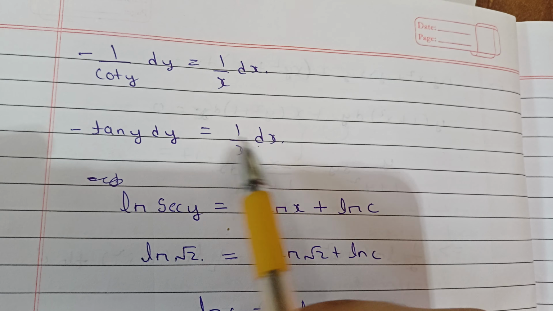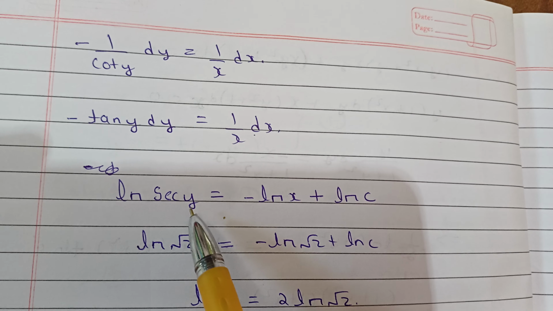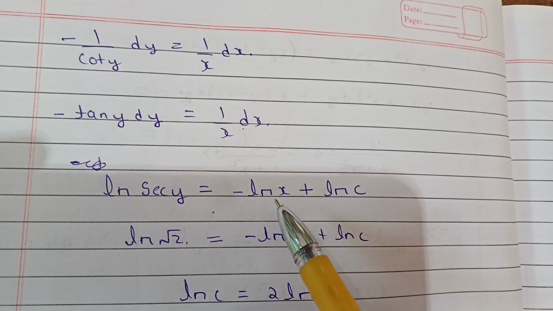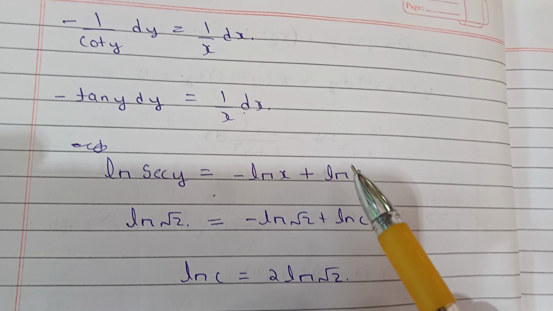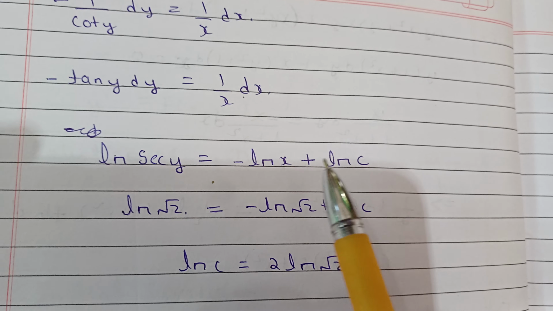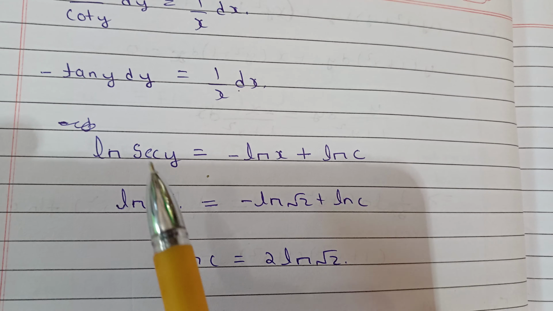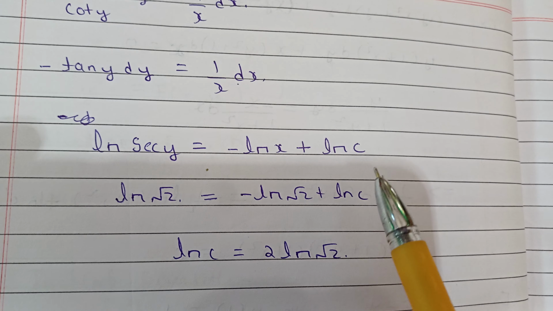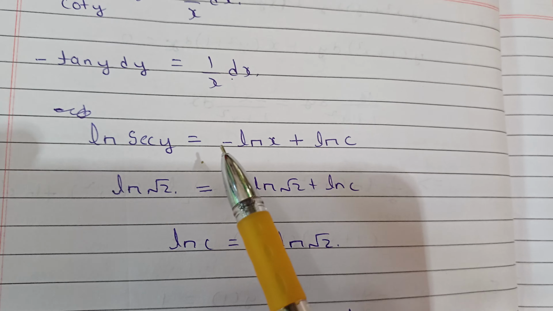Take the minus this side, then integral of tan y dy is nothing but log sec y, and it will be minus log x plus log c. We take some constant. So always try to take the constant in log when you are having log in the whole equation. Okay, that will be easy to solve.